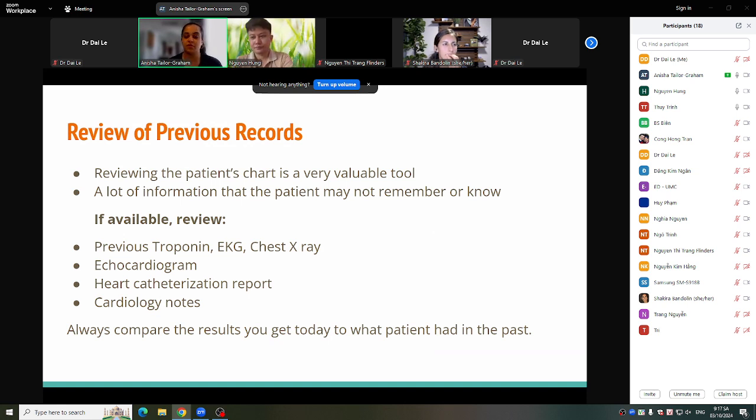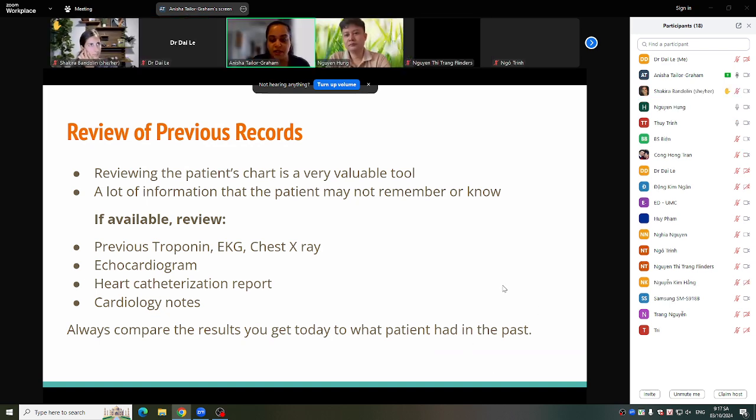If they've had a previous echocardiogram, that's important information to take a look at. If they've had a previous heart catheterization, look at that report to see if they've had any stents placed or any intervention that was performed. And then if they've seen a cardiologist, note which cardiologist they saw, but then also take a look at the cardiology note to see if it can provide you any more information. And then, like I said, you're always wanting to compare the results that you got today with what the patient has had in the past, because sometimes that can provide a lot of helpful information.